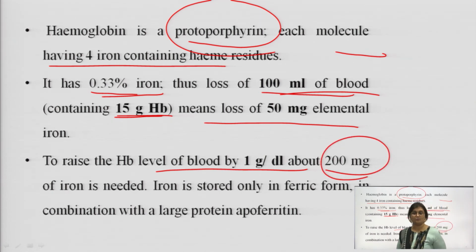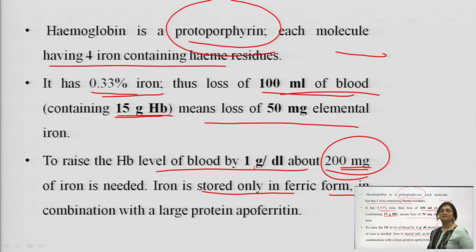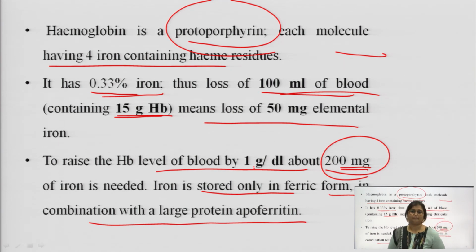So now you understand the relationship between iron and hemoglobin. They are codependent. In order to increase hemoglobin in our blood by 1 gram, our body requires 200 mg of iron. Iron is stored in our body in ferric form only. It is the active form of iron. It is present in combination with a large protein called apoferritin.